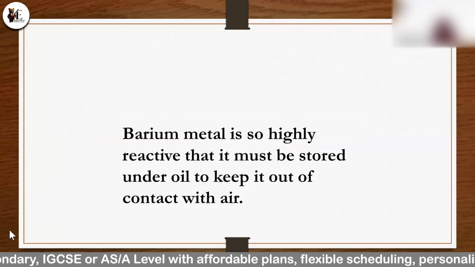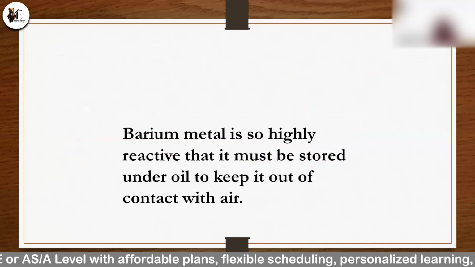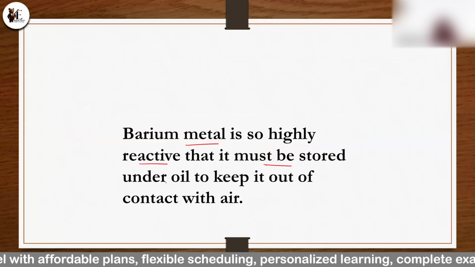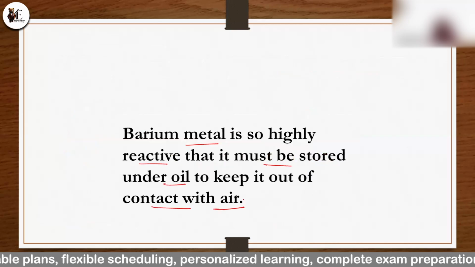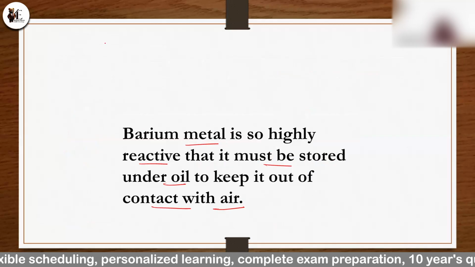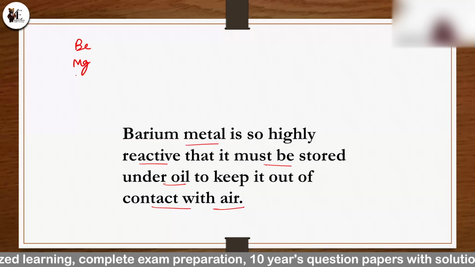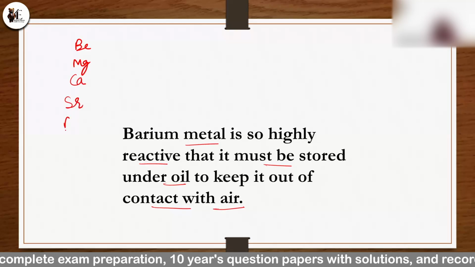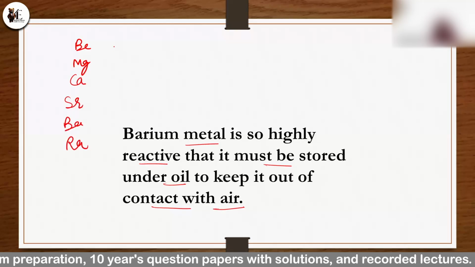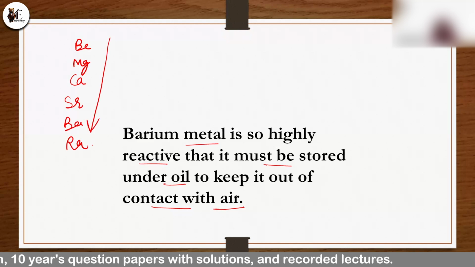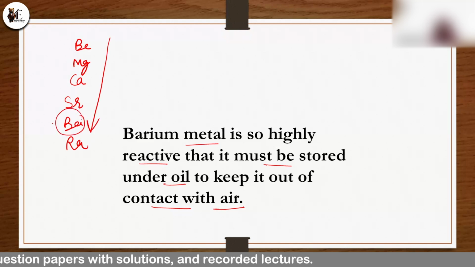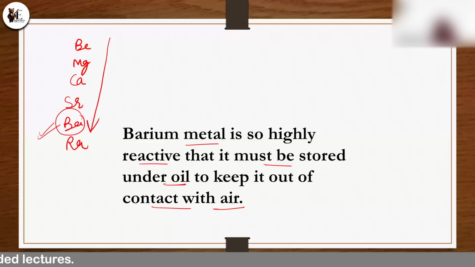If we talk about barium metal, barium is so highly reactive that it must be stored under oil to keep it out of contact with air. As we know, reactivity with oxygen increases down the group: beryllium, magnesium, calcium, strontium, barium, then radium. But barium is so highly reactive that it must be stored under oil to keep it out of contact with air. That's why it's stored in oil. It is an important point. Write it down.